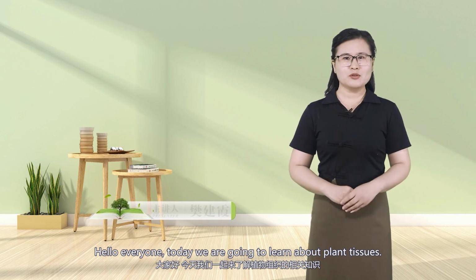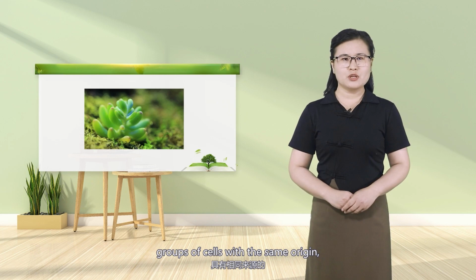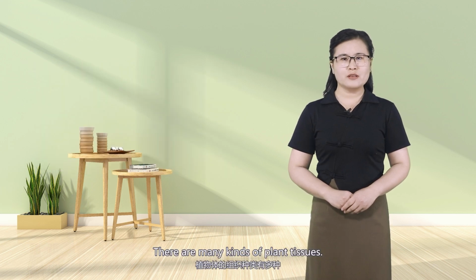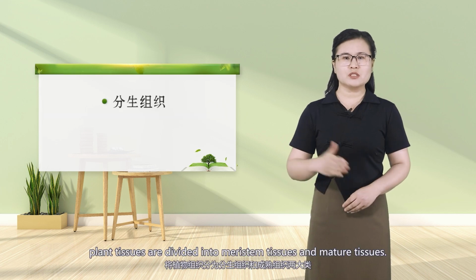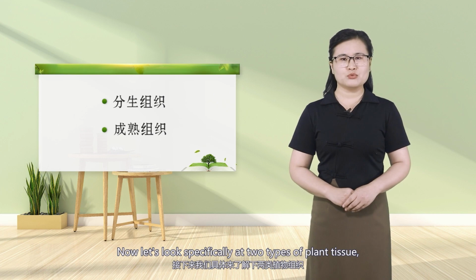Hello everyone, today we are going to learn about plant tissues. In the ontogeny of plants, groups of cells with the same origin, same function, and similar morphological structure are called tissues. There are many kinds of plant tissues. According to the difference of physiological function and morphological structure, plant tissues are divided into meristem tissues and mature tissues. Now, let's look specifically at two types of plant tissue, starting with meristem.